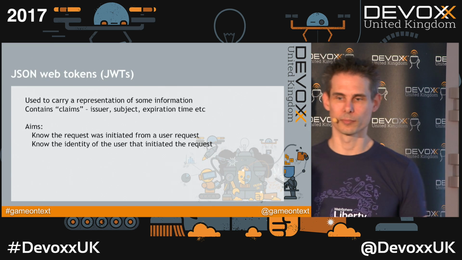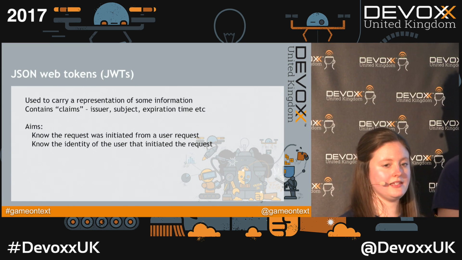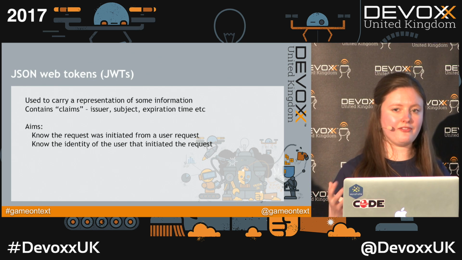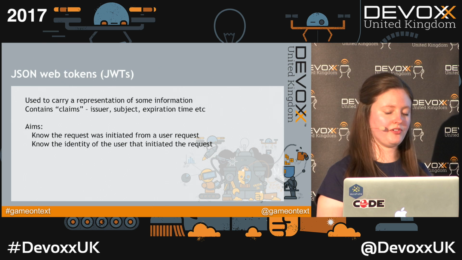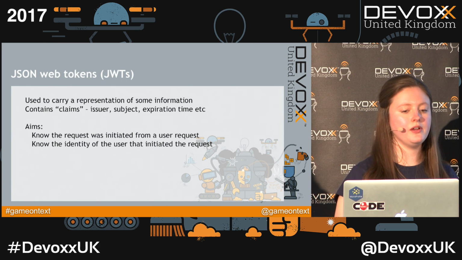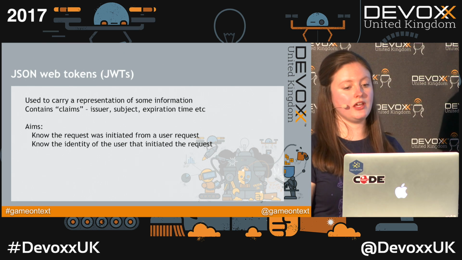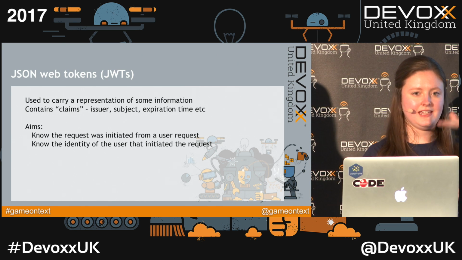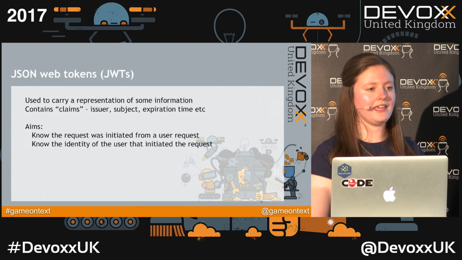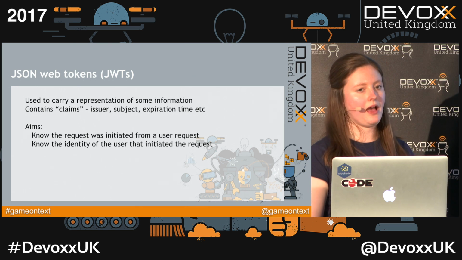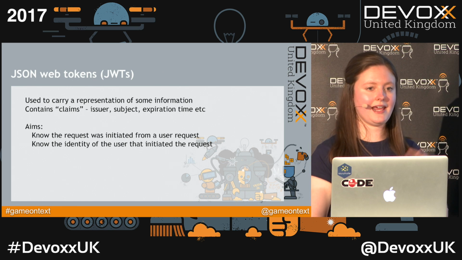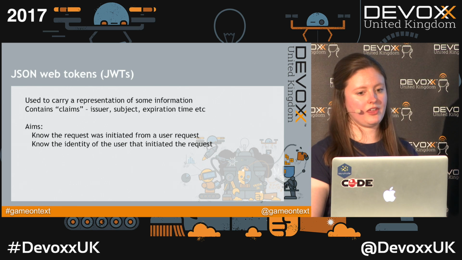Okay, so the next thing we're going to talk about is JSON Web Tokens. I'm just going to introduce you to them first and then explain why we need to use them. They're used to carry a representation of some information. As you might guess from the name, the information is in a JSON format, and they contain certain claims about the request. So things like an issuer, a subject, an expiration time, that sort of thing.